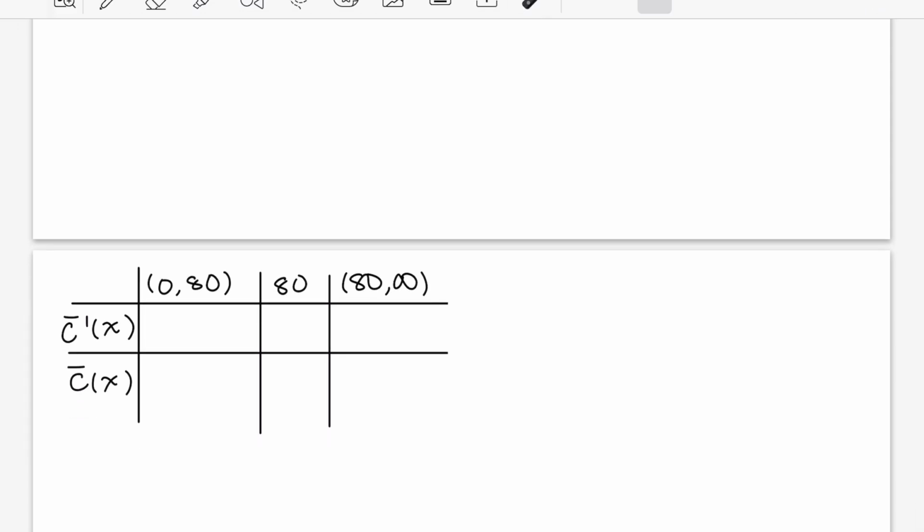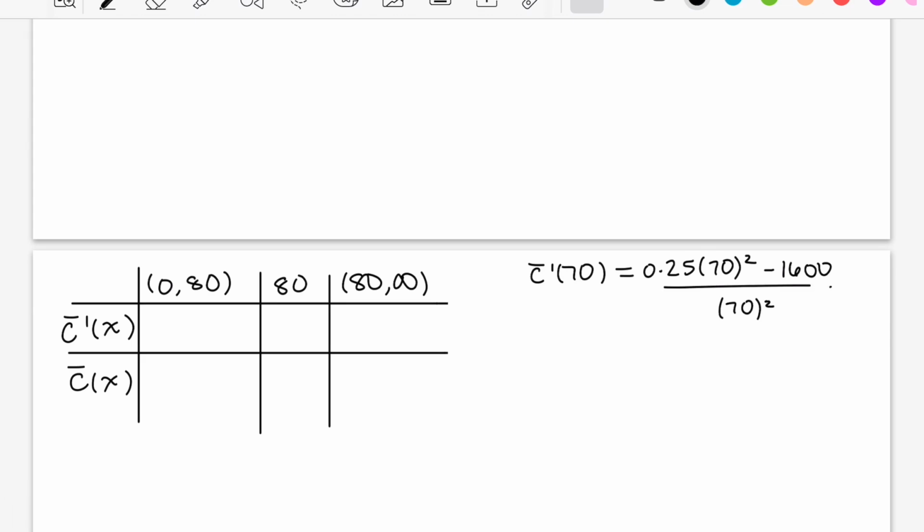Alright, so we'll look at the sign of our derivative in each of these intervals. We'll pick a number in our first interval, so I'll pick 70. Plugging this into our derivative looks like this here, and is going to be negative. So in this region, we know that our function is going to be decreasing.